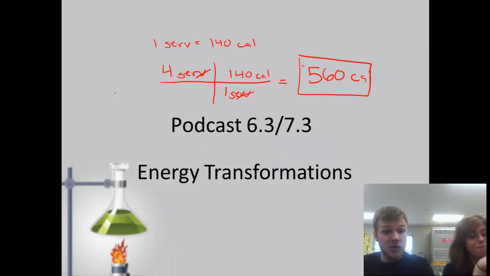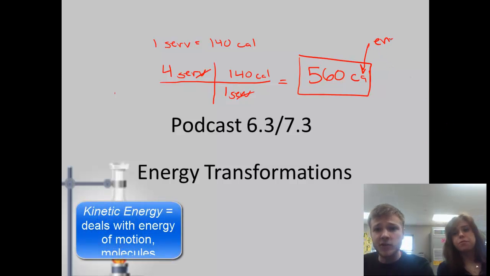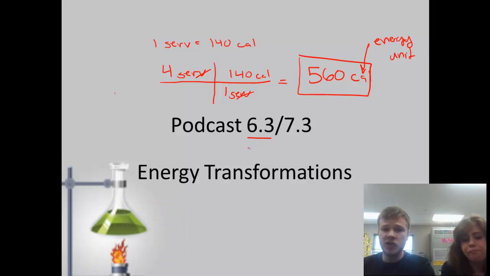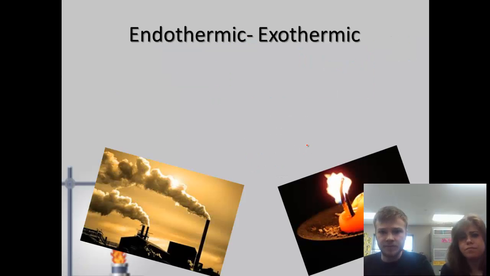Anyway, new podcast. We're talking about energy transformations. Calorie is an energy unit. One of those things we're going to define and talk about, so make sure you have your notes ready to go. If you're GC, this is 6.3. Central, we're 7.3. All right, let's do it.